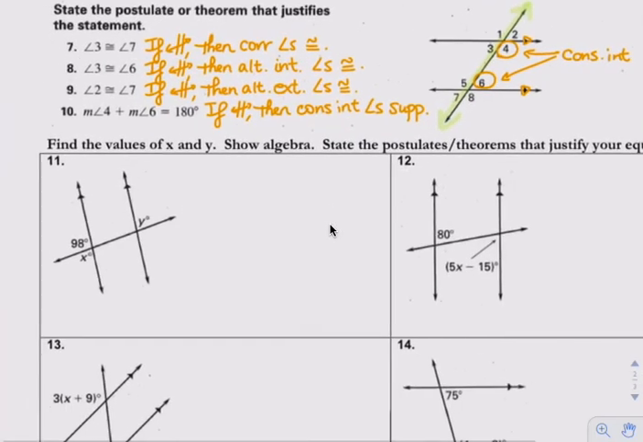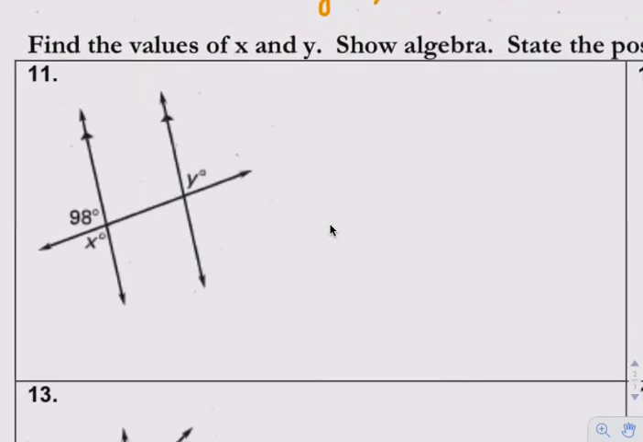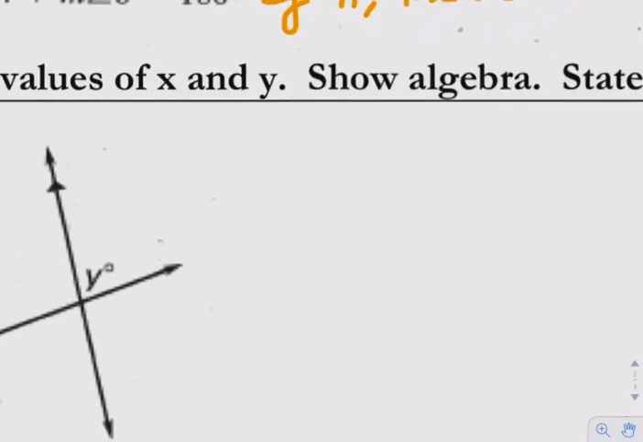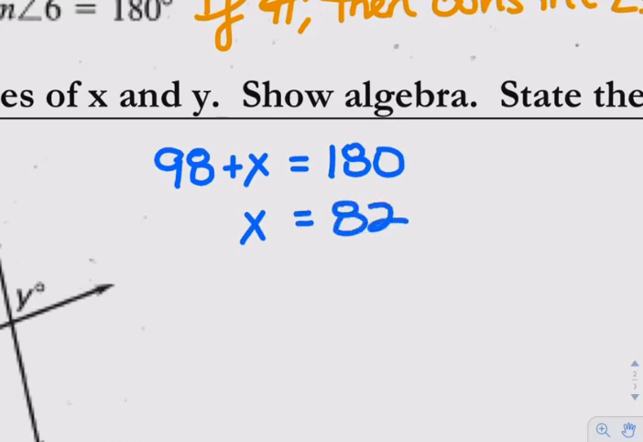Okay, the next problems say find the values of x and y, show algebra, and state the postulates or theorems that justify your equations. Okay, so we've got 98 degrees and x. Well, how are these two angles related to each other? They're a linear pair. How are linear pairs related? Well, linear pairs are supplementary. So we know that 98 plus x has to equal 180 degrees. So if we subtract 98, that would leave us 82 for the value of x.